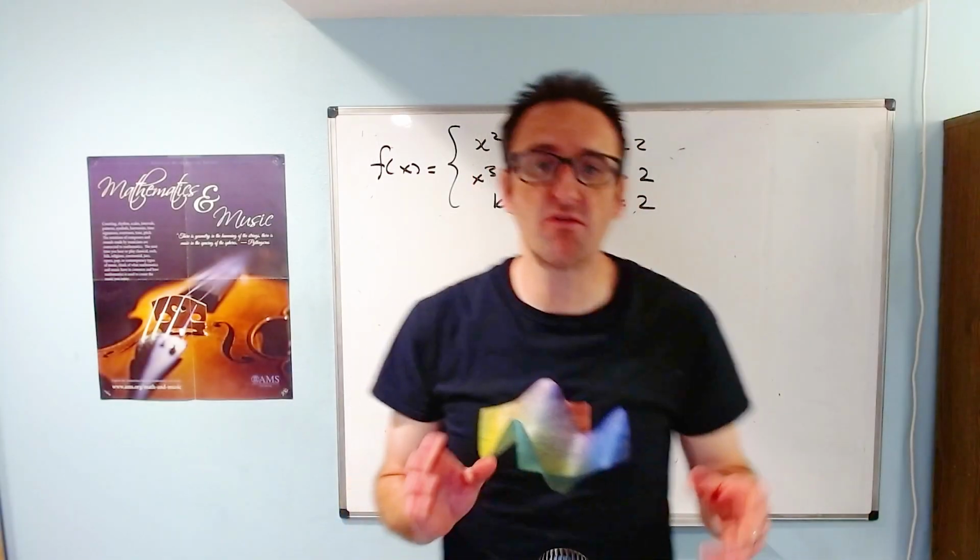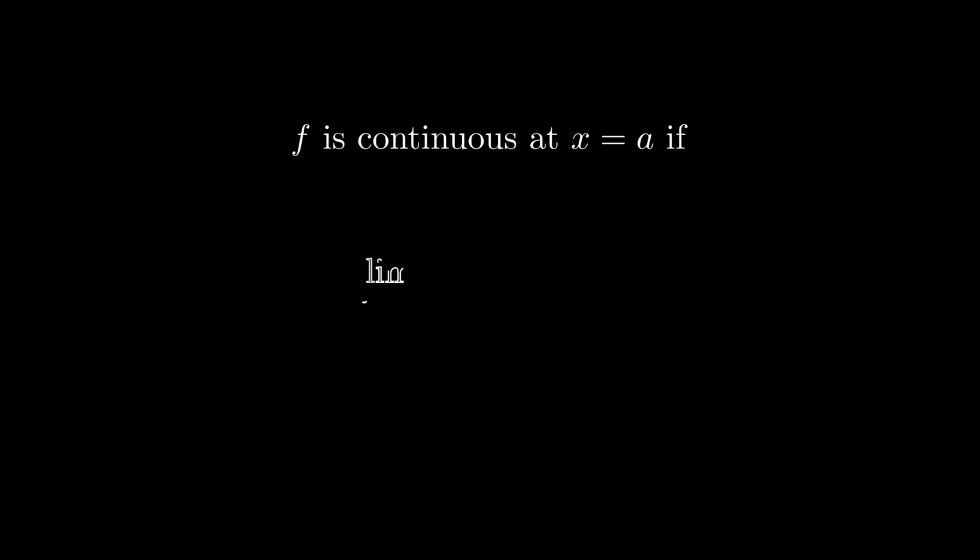Well, in order for a function to be continuous at a point, the limit of that function as x approaches that point has to exist, and it has to equal the value of the function there. The value of the function is simply going to be just k, that's f of 2. But in order to figure out what we need to define k to be, we need to also know what the limit of the function is as x approaches 2.